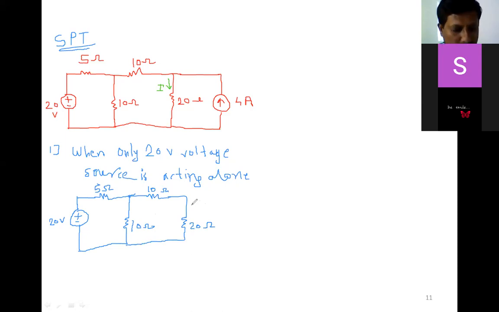What about the 4 ampere? Yes, open. So it is the open circuit. We have to keep it as an open circuit across its terminals. That means there is no need to connect that current source. So we can keep this circuit as it is.